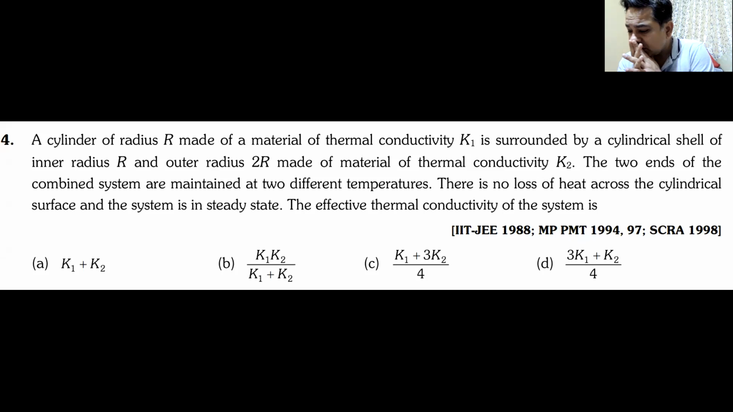Here comes the first question, again taken from one of your sheets. The question goes like this: a cylinder of radius r made up of a material of thermal conductivity K1 is surrounded by a cylindrical shell of inner radius r and outer radius 2r made up of thermal conductivity K2. The two ends of the combined system are maintained at two different temperatures. There is no loss of heat across the cylindrical surface and the system is in steady state. What is the effective thermal conductivity of the system?